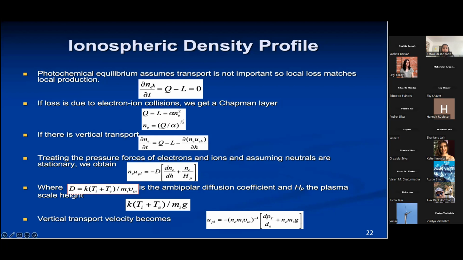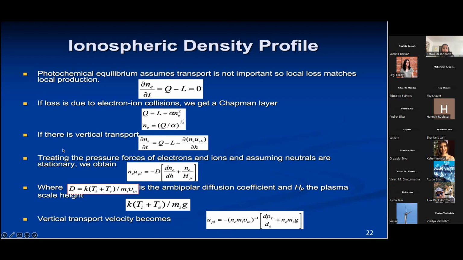So you can write that the electron density is a function of the loss minus the production. So production minus loss, and you're saying it's zero. If the loss is due to electron-ion collisions, and that's normally what's happening, we get a Chapman layer. And that can be defined by here, where you have the electron density is the production over alpha to the 1/2, right?